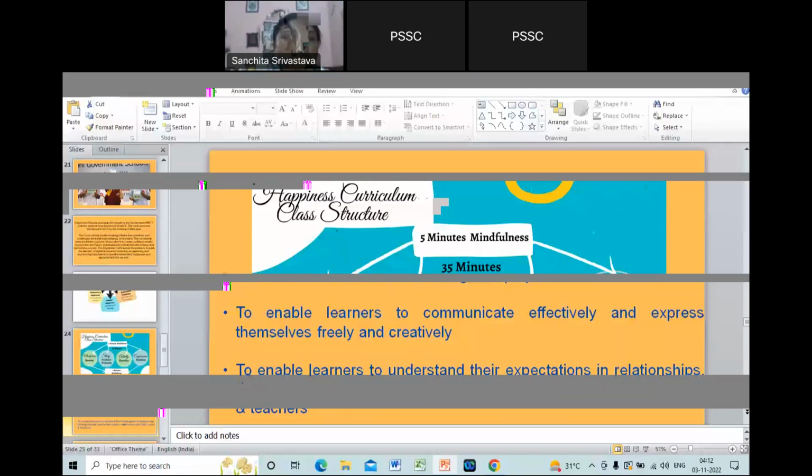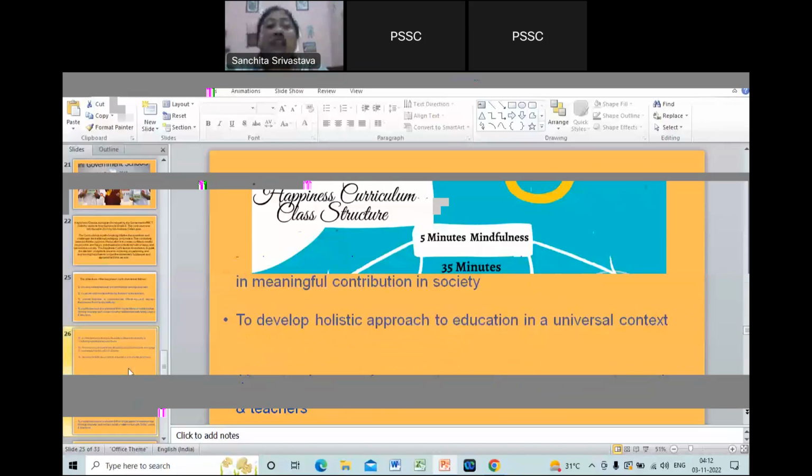Now, here, to enable learners to apply their life skills to deal with problems and conflicting situations around them. For example, what they have studied, they have to implement in the world around them. And if something is happening that is not in a positive way, they need to know how to handle it.